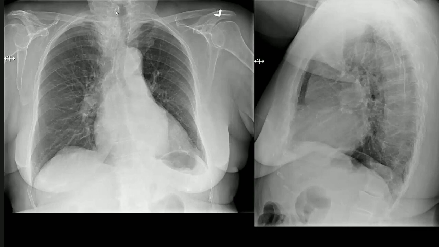Now, given that you have this right paratracheal opacity and obscuration of the left main bronchus, then a retrocardiac opacity, what are your differentials? And what are you getting at? Sir, in a young age, it can be a central tumor which is causing the collapse of the lung.